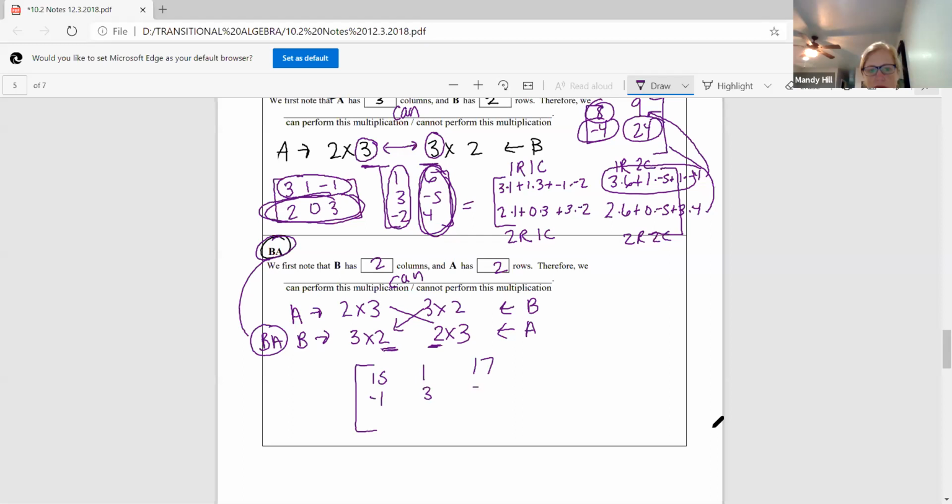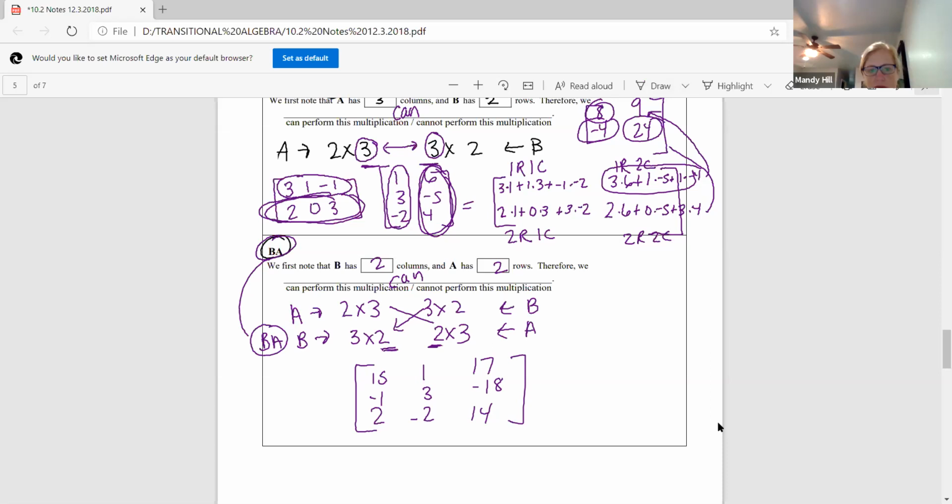Okay, and so it's interesting because this is a 3 by 3, right? And you can get that by looking at this is a 3 and this is a 3. So you look at, see if the middles are the same. If they are, you can do this. The answer is going to be the front and the back. So on this one, we have a 2 and a 2. So 2 times 2 would give us a 2 by 2 matrix for our answer, which is what we got.